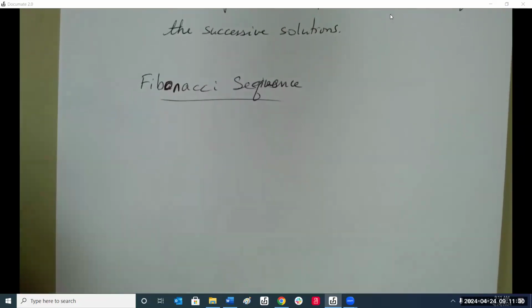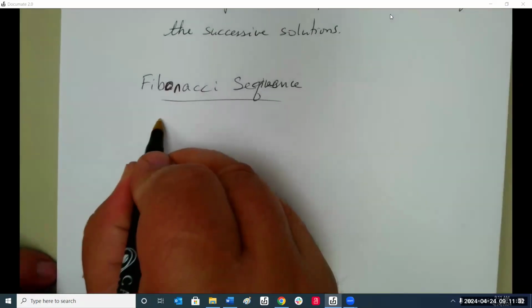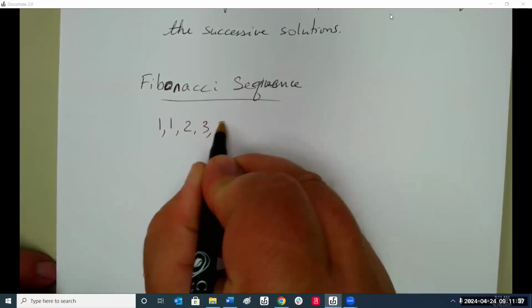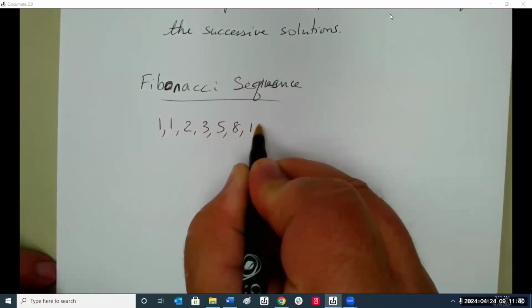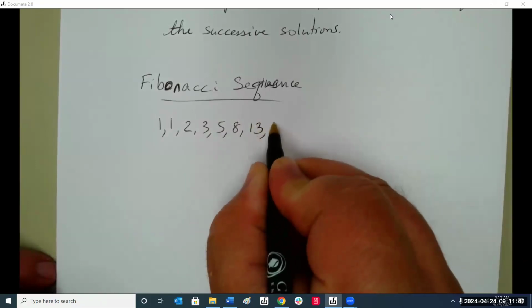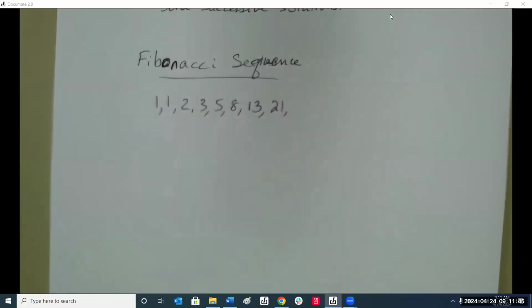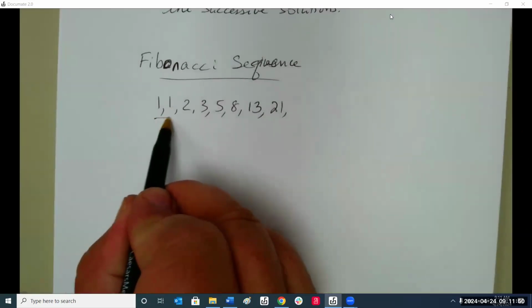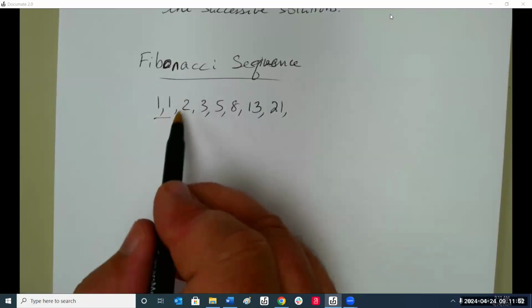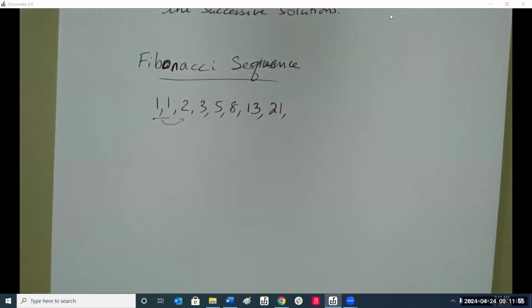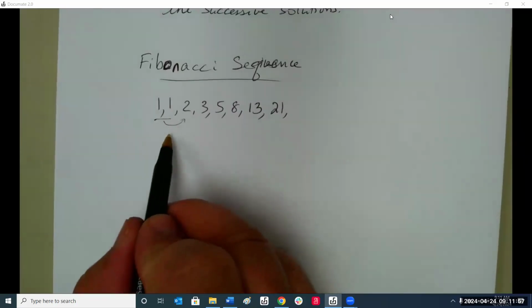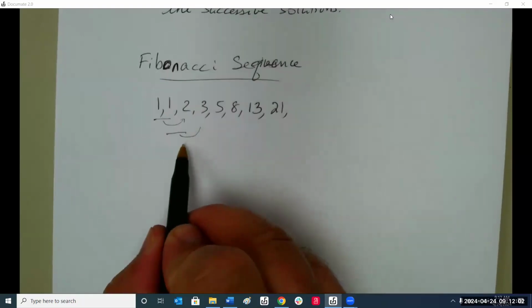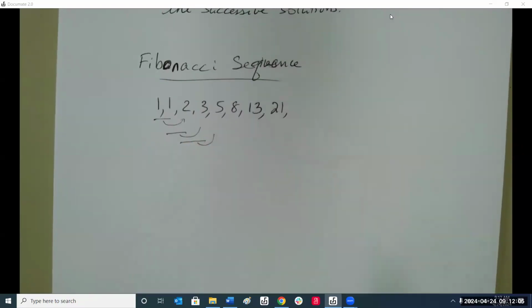You guys have probably heard this Fibonacci sequence. It starts off with this, and keep on going. The Fibonacci sequence takes two numbers, add them together, you get the third. Add the second and third number, you get the fourth. Add the third and fourth, you get the fifth.